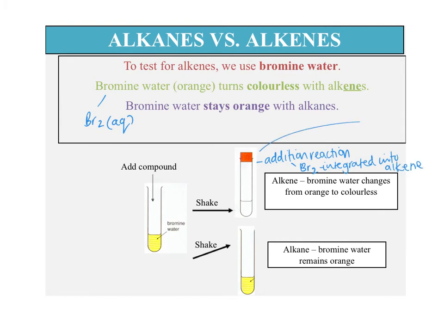And what we form is something called a haloalkane, a halogen alkane. Okay, and that's all because of the fact that we have got that addition reaction happening, that double bond breaking up and opening, and therefore that bromine water that was initially orange is now colourless. Whereas with alkanes, because they haven't got that carbon-carbon double bond, they can't undergo addition, so they can't add the bromine into their structure, and therefore that bromine water remains orange.